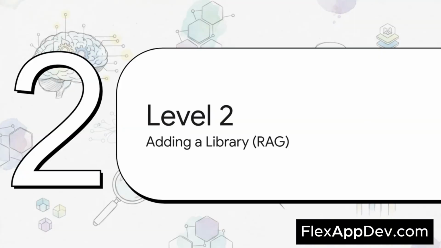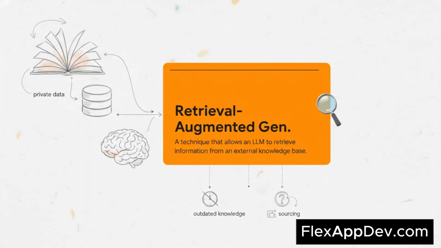Okay, but what if your AI needs to know stuff that was never in its original training data? Like your company's private documents? Well, that brings us to level 2, giving the AI its own specialized, up-to-date library to read from. And this is done with a technique called Retrieval Augmented Generation, or just RAG for short. It's a direct solution to the problems of old knowledge and not having any sources. This is a total game changer for businesses because it means your AI can become an expert on your data, not just the general internet.